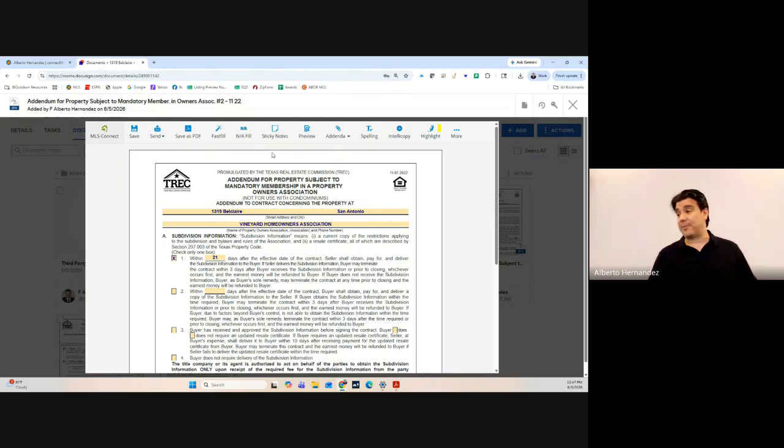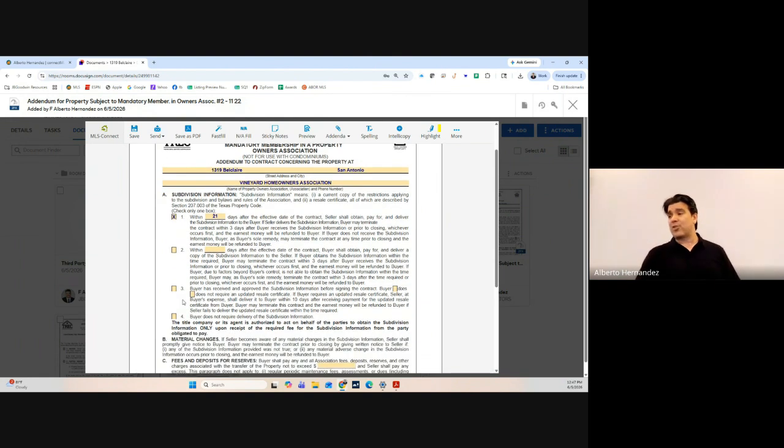So that's understandable. Option 2 is the same thing, but now it's on the buyer to order and pay for and deliver that information. So similar. Option 3 is saying the buyer has received the set of information. So they got the CCRs. Sometimes we'll see those in associated documents. A seller will upload the CCRs, but the resale certificate still hasn't been delivered. And that's just a fee that HOAs charge to transfer properties back and forth. And then number 4, buyer does not require delivery of the subdivision information. This is when that old school broker says, I understand how this works, Alberto. I don't need this document.